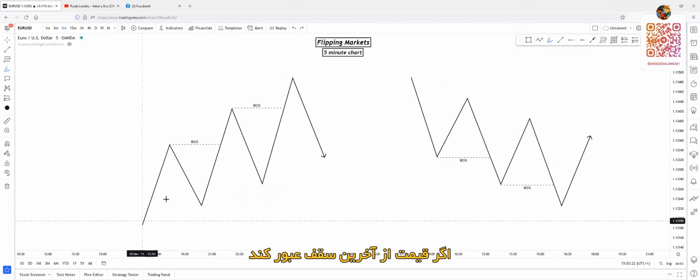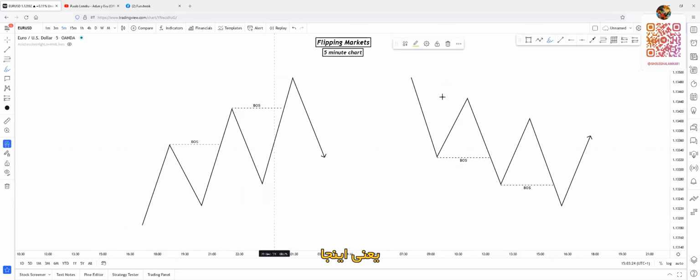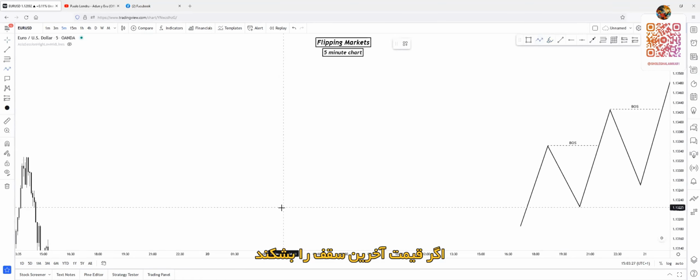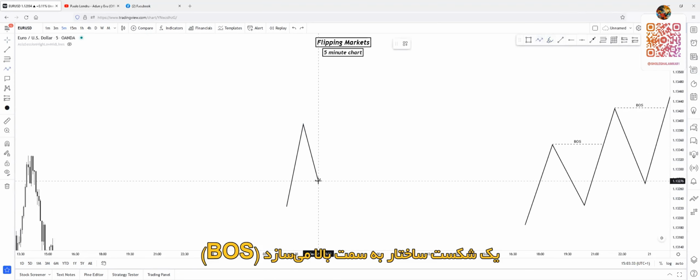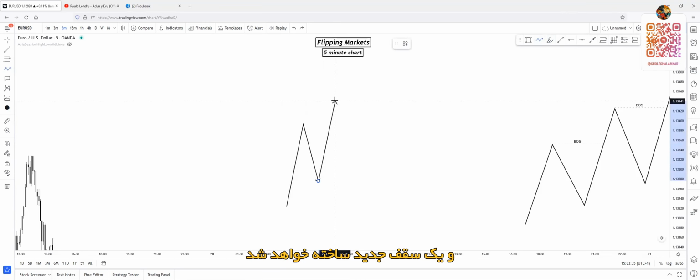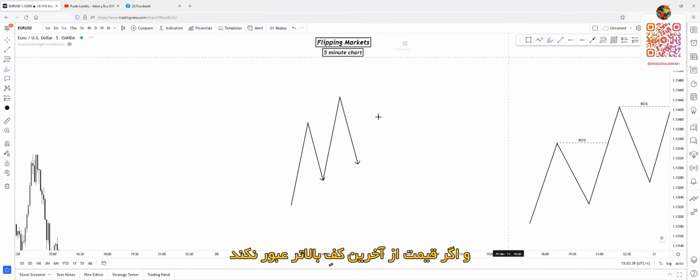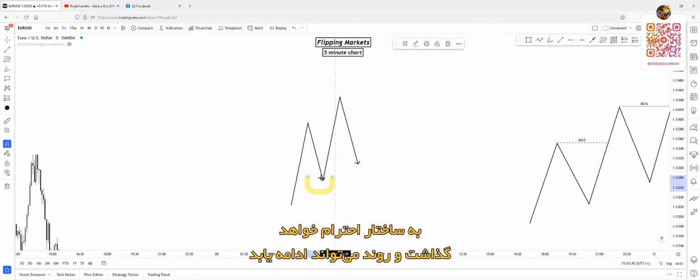If price breaks through the last high point, which is this one, I will just draw it instead. So if price breaks through the last high point, it will create a breakout structure to the upside and will create a new high. After this, price will create a pullback, and if it doesn't break below the last low point, the last higher low point, it will respect the structure and the trend can continue.